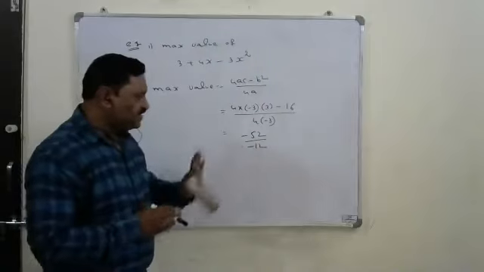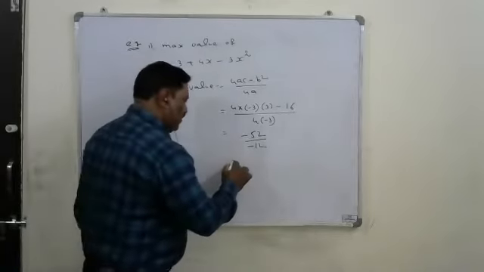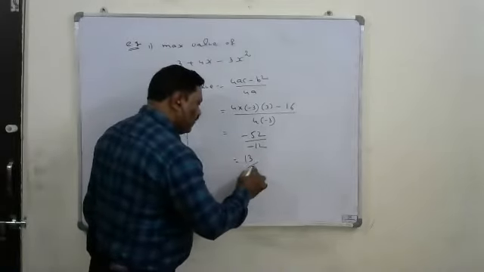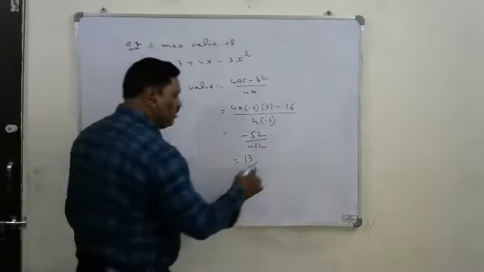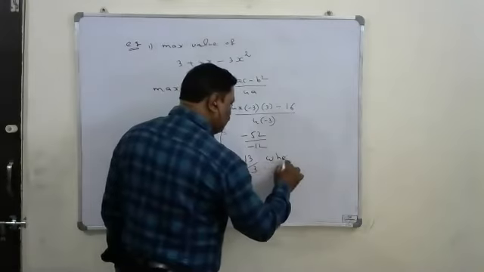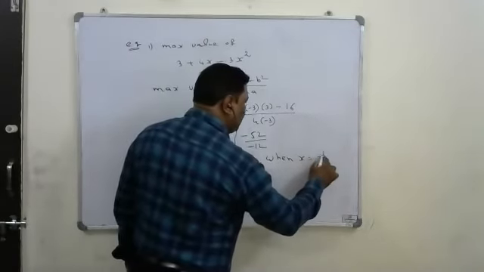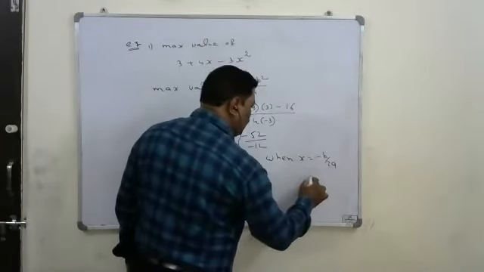So minus minus got cancelled, 13 by 3. So that is the maximum value of that expression. Okay, and when is it possible? When x is equal to minus b by 2a.